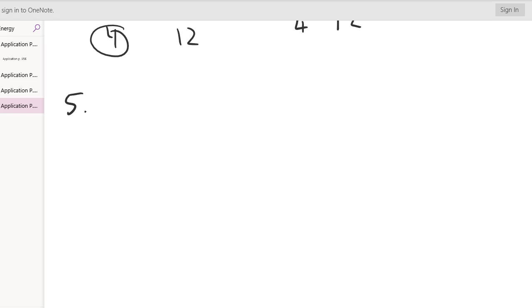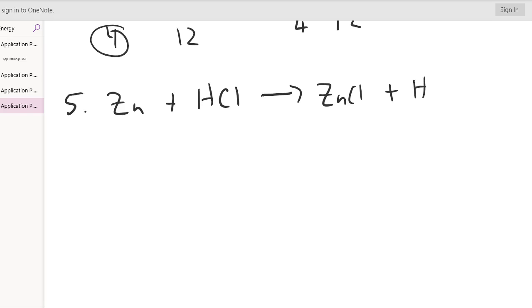This is one where you're producing hydrogen from hydrochloric acid. We have Zn, which is zinc, plus HCl, hydrochloric acid, yields zinc chloride plus H2, which H2 is a gas. Let's see how many elements we have on each side.